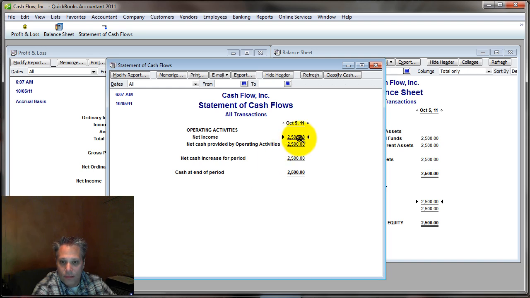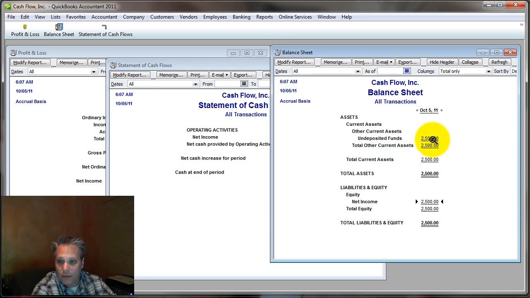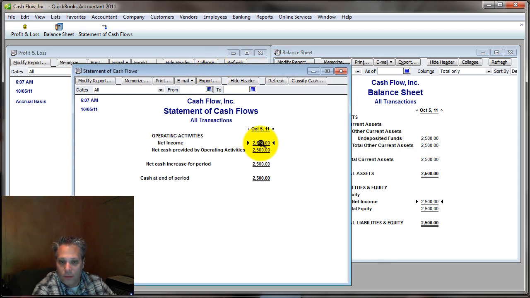Now look what happens. QuickBooks says that we now have this money, because the way it treats undeposited funds is the same as cash, even though it's not in the same section on the balance sheet. So, of course, if I go deposit the money, there's going to be no change here. But notice what we have.